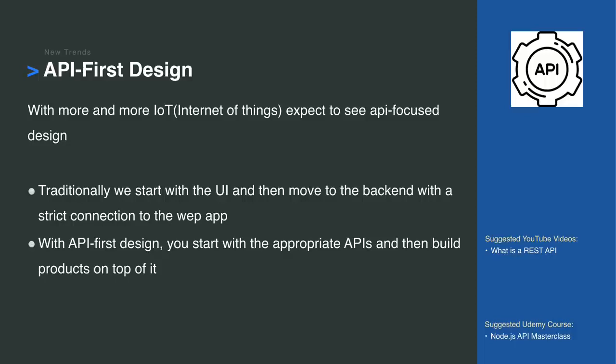A lot of what I'm seeing now, especially in large companies, is building API first and then building a mobile app and then a web app and an Alexa plugin, whatever it might be, around that API or that set of APIs.